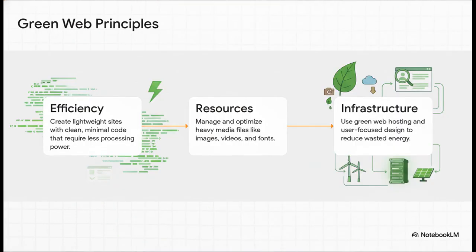So, this breaks down into three key ideas. First, efficiency and performance. Simply put, a faster, lighter site uses less power. Second, being conscious of your resources. Those huge, beautiful images and videos, they're usually the heaviest offenders. And third, sustainable infrastructure. This is about choosing a web host that runs on renewable energy and, just as importantly, designing your site so people can find what they need fast without wasting clicks, time, and energy.